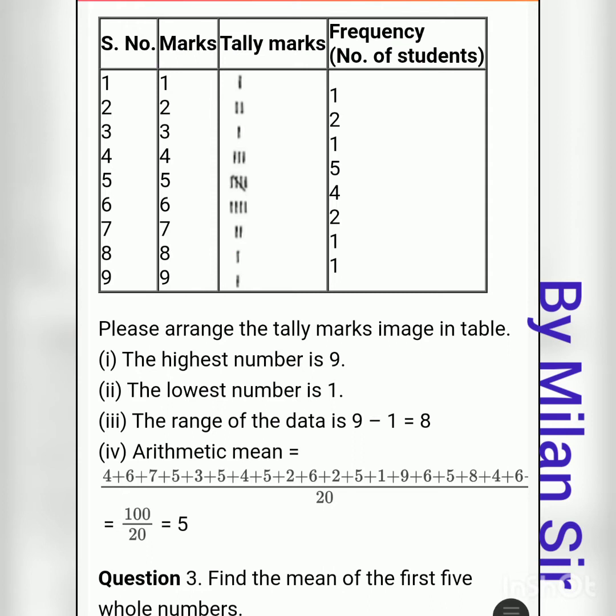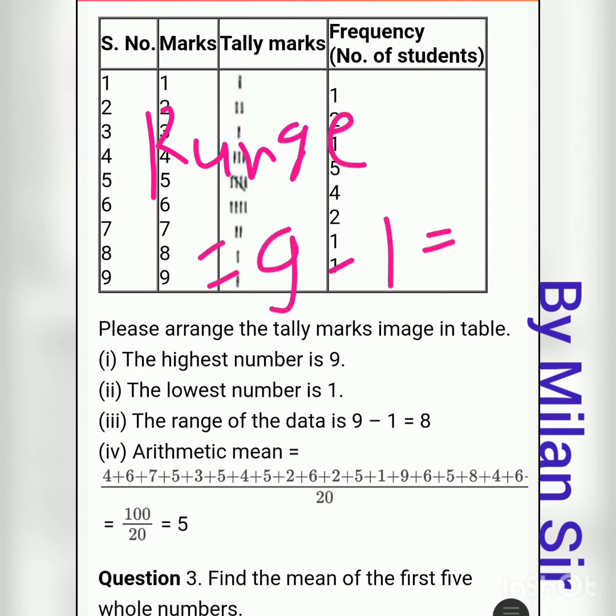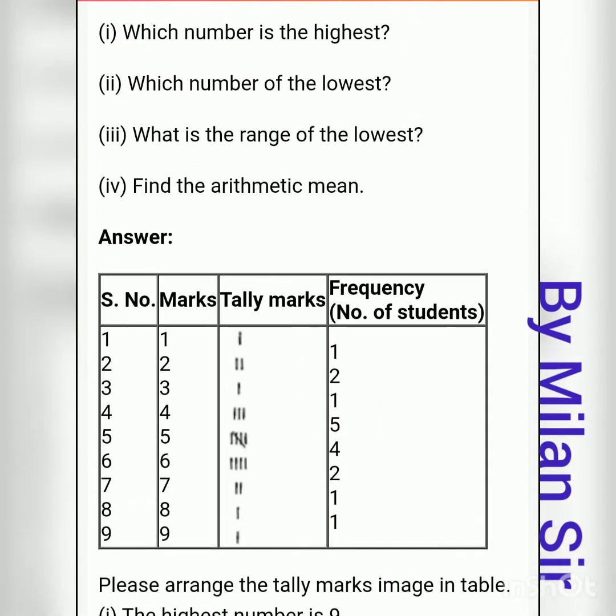After that we need to find the range. Range means highest value minus lowest value. So highest value 9 minus lowest value 1, that is 8. After that we need to find the arithmetic mean. In further study we will also learn about the geometric mean, but here we need to find the arithmetic mean.